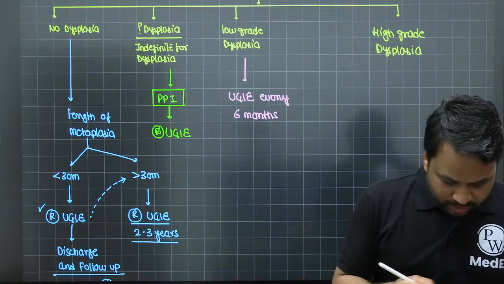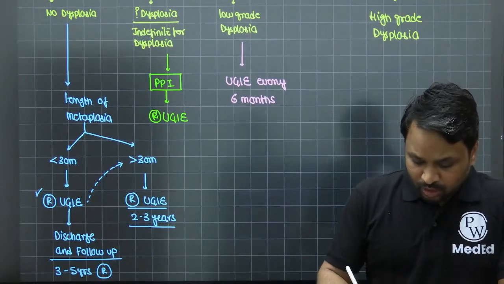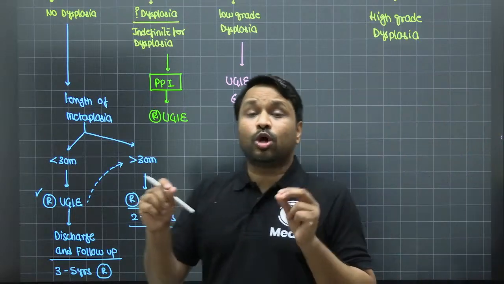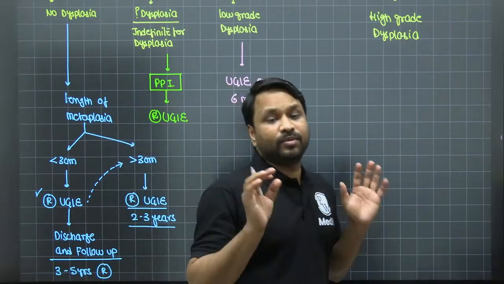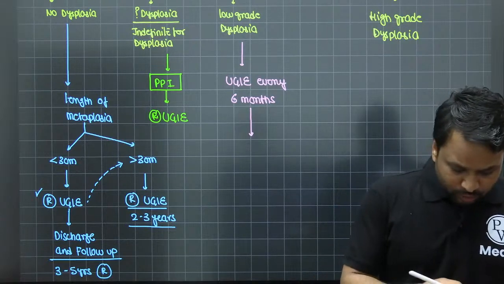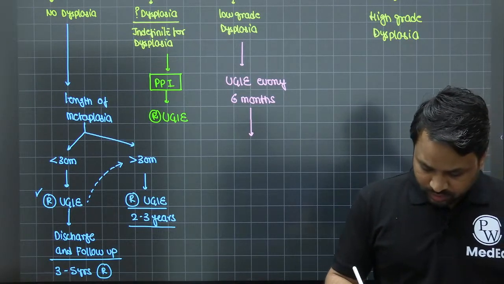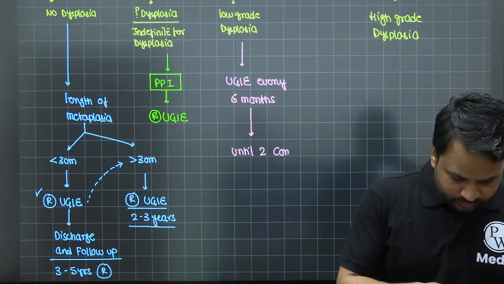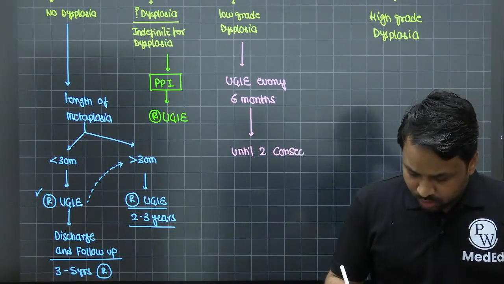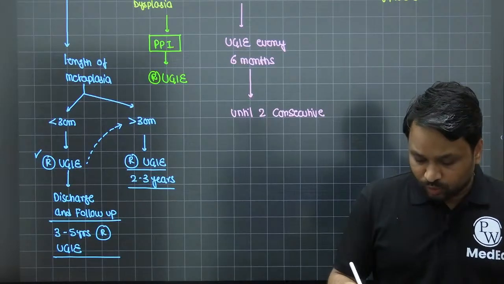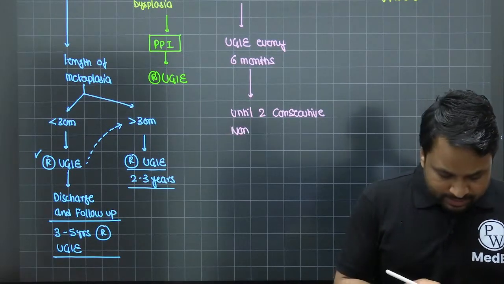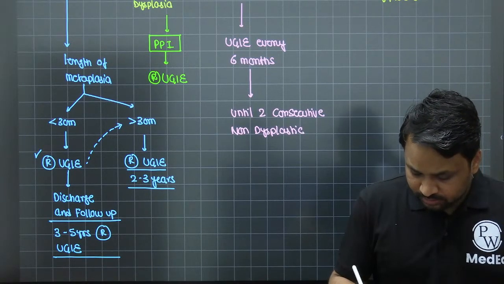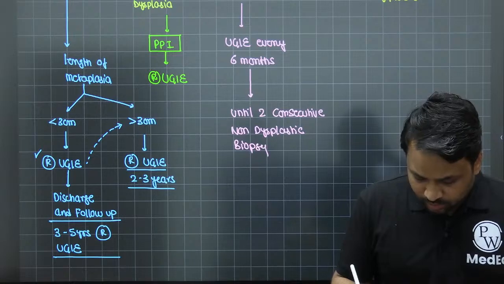Do an upper GI endoscopy every 6 months. Now, until what point, right? Then you need to have 2 consecutive upper GI endoscopies free from dysplasia, right? You will do this until you have 2 consecutive non-dysplastic biopsies. We will continue for this.